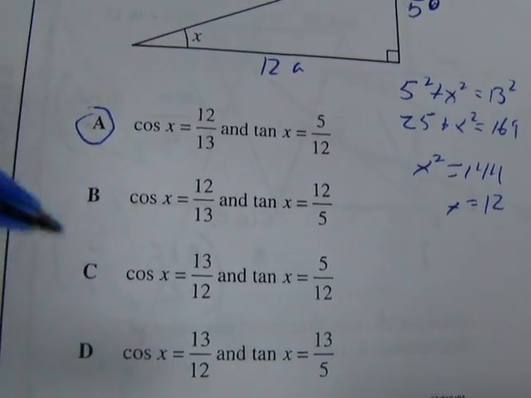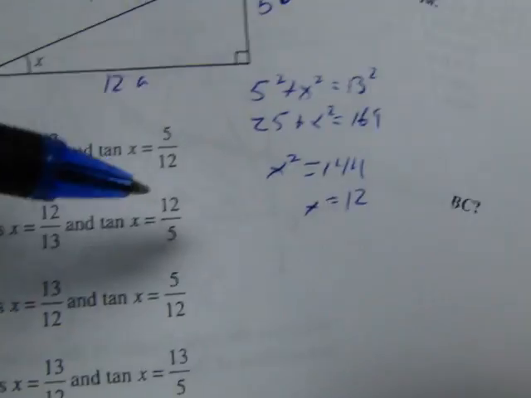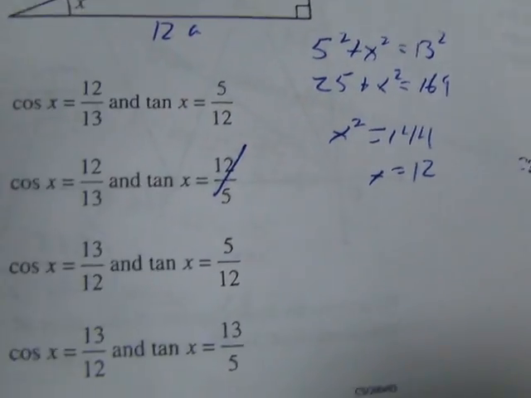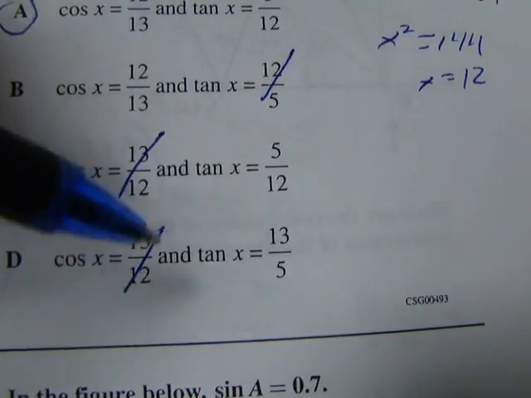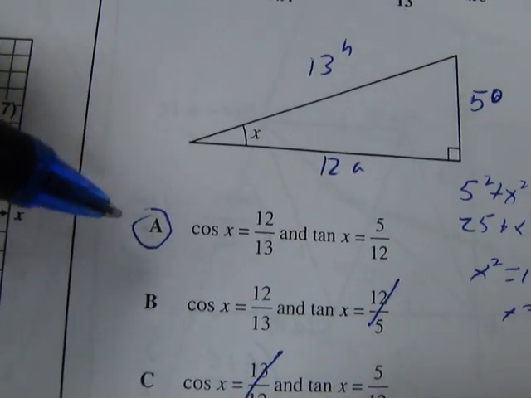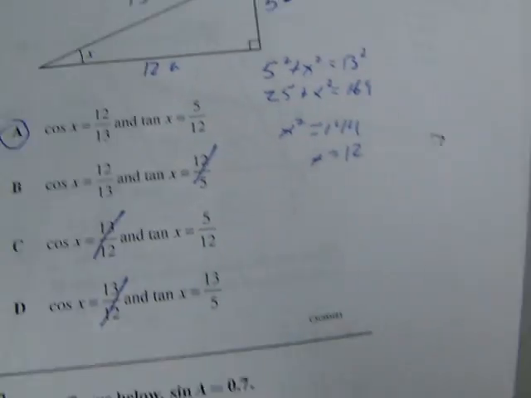Let's just check the other ones. Cosine equals 12 over 13, but they get the tangent wrong. See? That's wrong. Cosine is 13 over 12. That's wrong. It's 12 over 13. And again, that's wrong. So the only one that fits is A. Okay, so that's it for number 74.